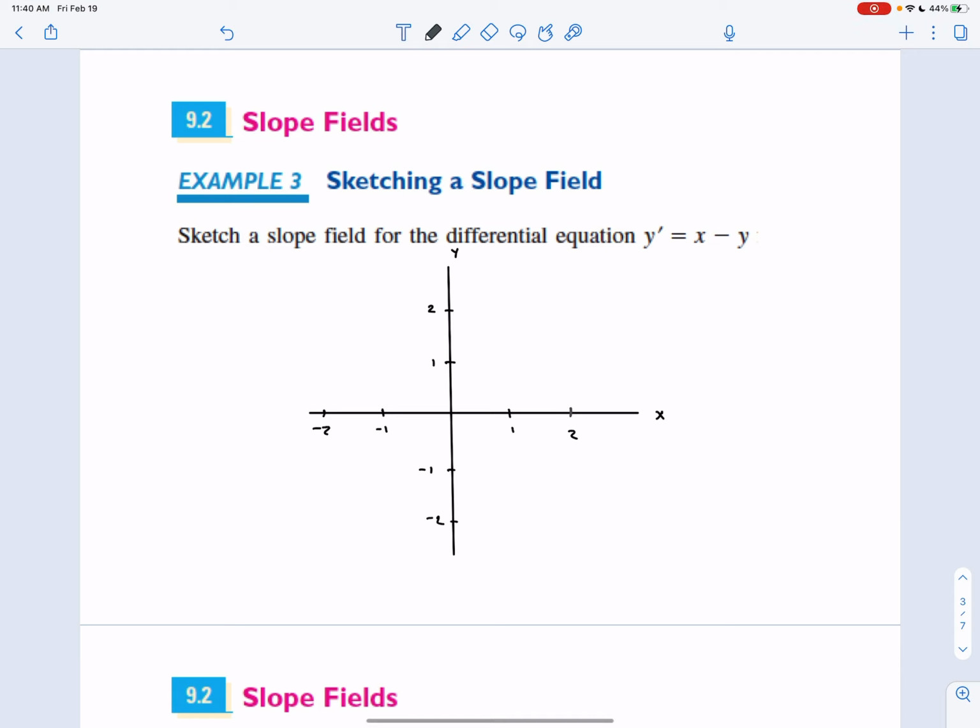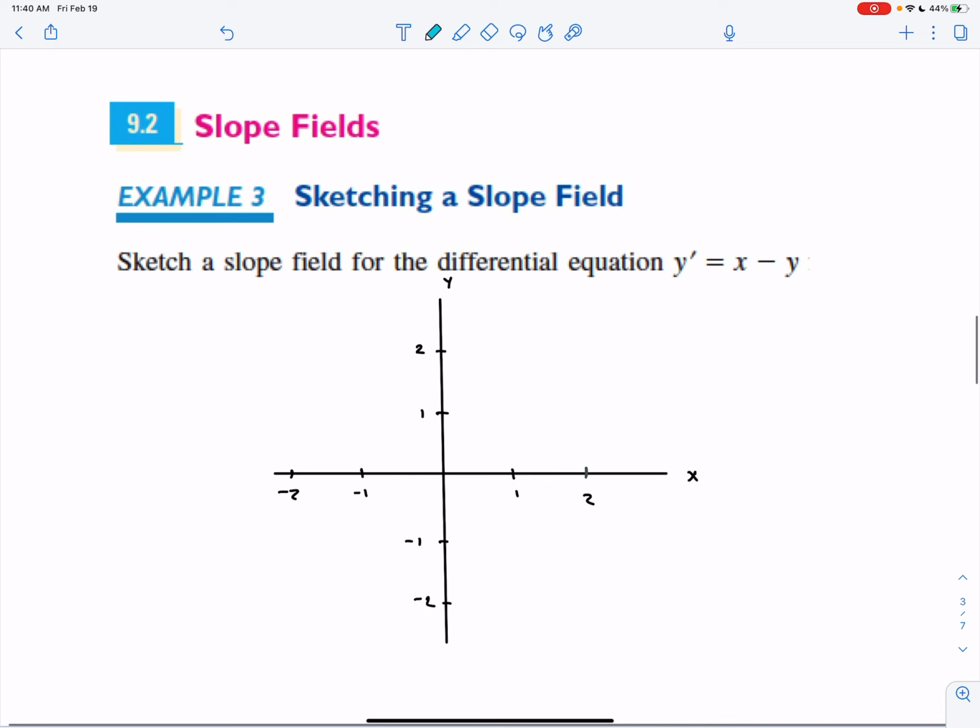We're going to draw x and y axes from -2 to 2. Sketch a slope field for the differential equation y prime equals x minus y. Press play when you're ready. So some things to note: they give you a differential equation. Sometimes they'll write it as dy over dx instead of y prime equals x minus y. Those two are really the same thing.